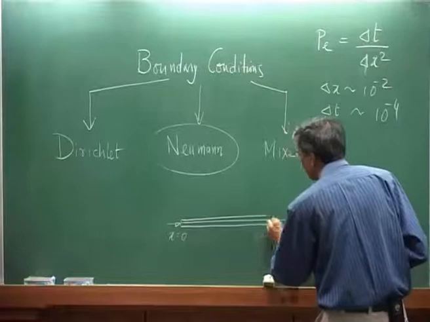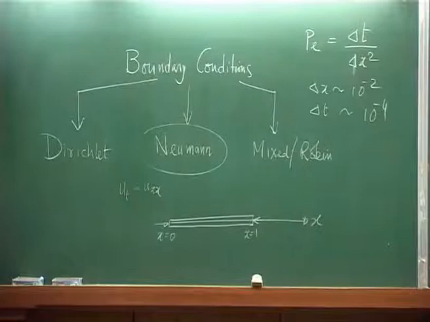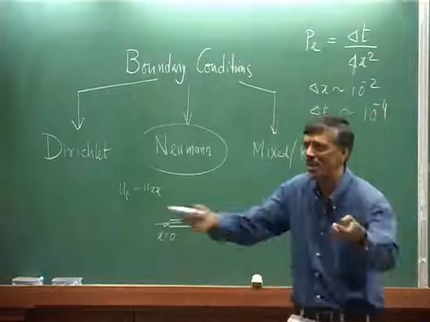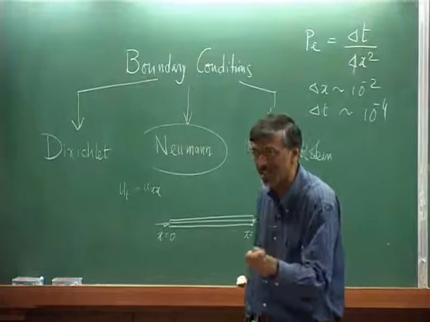So, when I say I am solving u t equal to u x x, this could be one of the representations. Many a times, if it is an engineering problem, you can put it in a constant temperature bath. You can fix the temperature. If I fix the temperature, then I will get the Dirichlet type of condition. I am fixing the function itself.